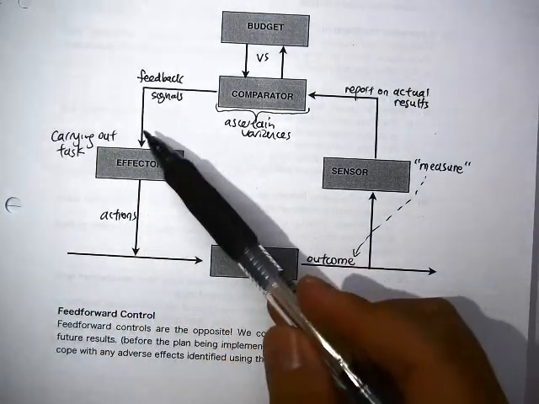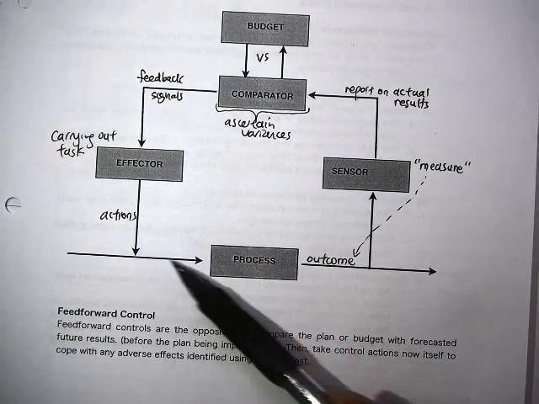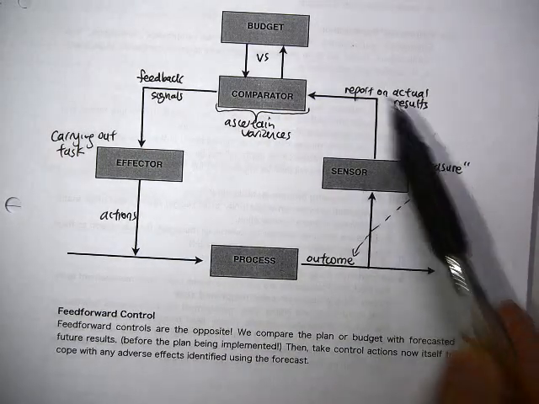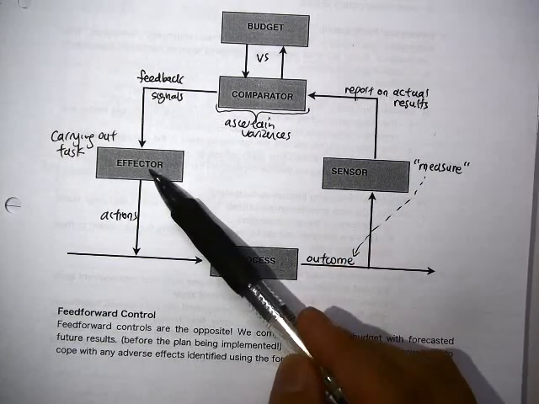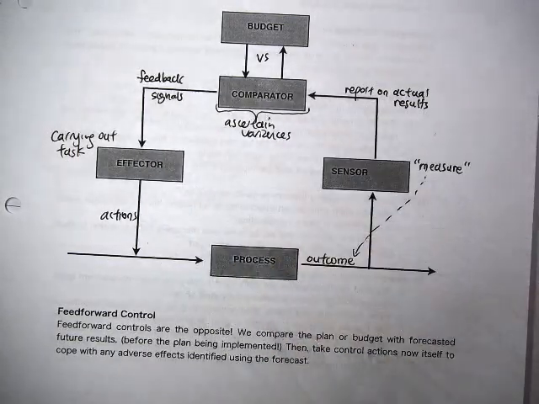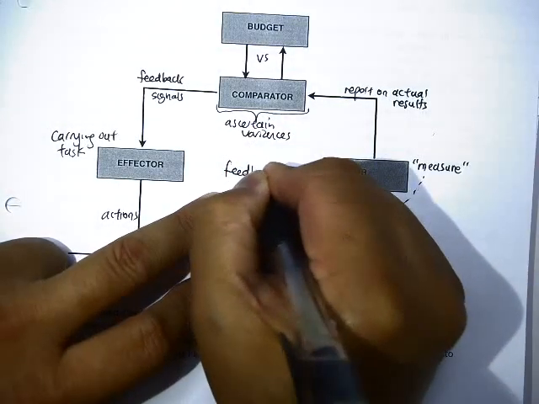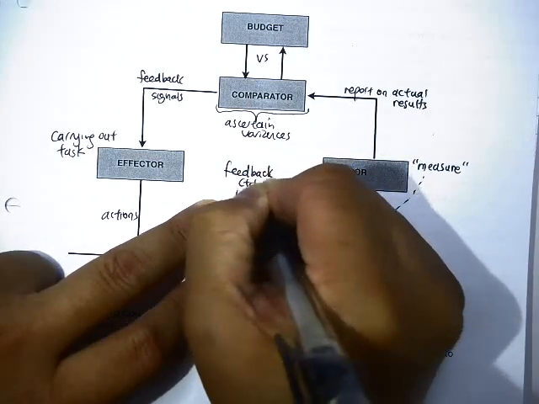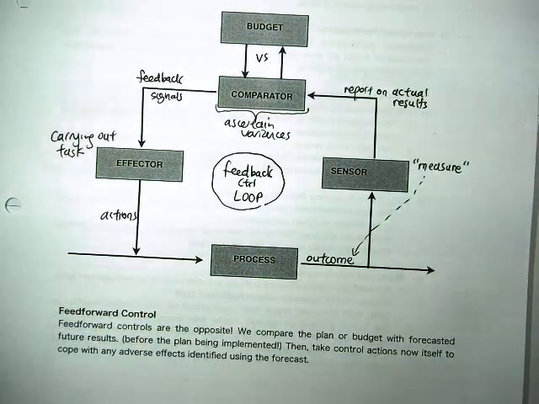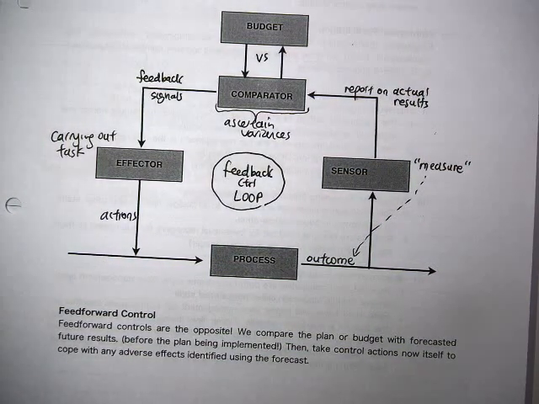And of course, this thing will not end. It will go back to the process, measure again, report again, compare again, feedback again. It will just go on round and round because business is like that. Everything just keeps on repeating. That's why we call this a feedback control loop. Okay, a loop is something that goes round and round. When something is repeating, we call it a loop. Okay, that's called a feedback control loop.